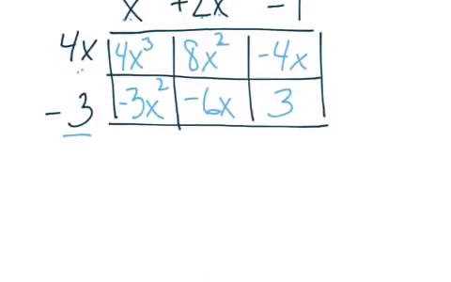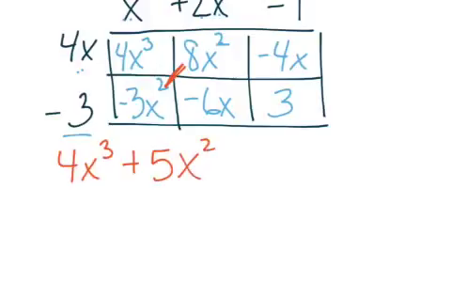So now whatever's inside of this box, I'm going to combine the like terms. So I've got 4x cubed. I'm going to add the 8x squared plus negative 3x squared, so it's going to give me plus 5x squared. Negative 4x plus negative 6x is negative 10x, and then plus 3. All right, I'd like you to try part B.